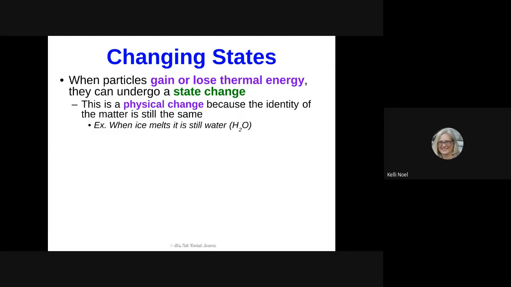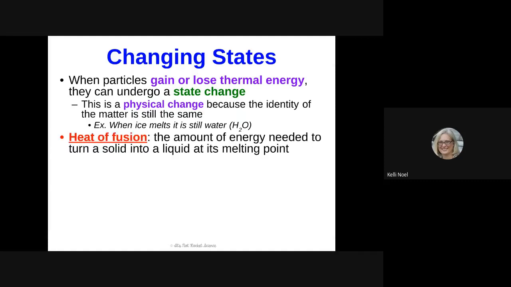If water freezes, it is still H2O. If water becomes water vapor, it is still H2O. It hasn't become something else. It's just changed its form.